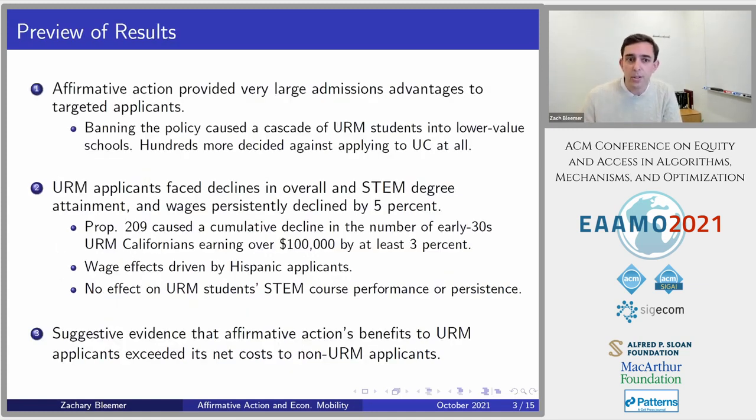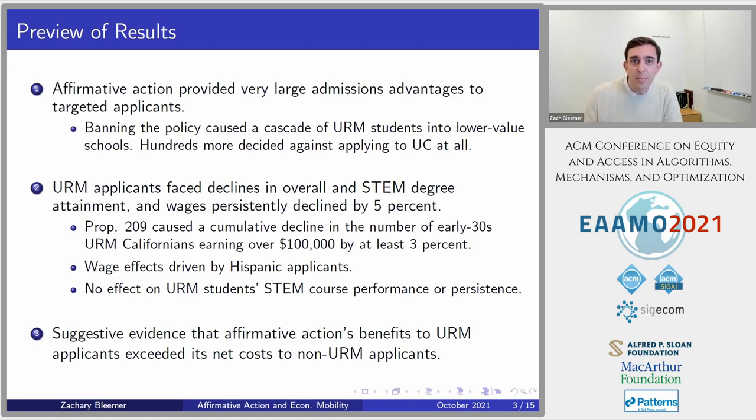To quickly preview what I'm about to show you: affirmative action provided very large admissions advantages to targeted applicants, and banning this policy caused a cascade of Black and Hispanic university applicants into somewhat less selective universities than they would otherwise have enrolled at. As a result, those URM applicants faced substantial declines in degree attainment at the undergraduate and graduate level, and in STEM degree attainment at both levels. They saw persistent wage declines on the order of 5 percentage points in the reduced form across all Black and Hispanic young California college applicants, persisting at least 15 years beyond the policy implementation.